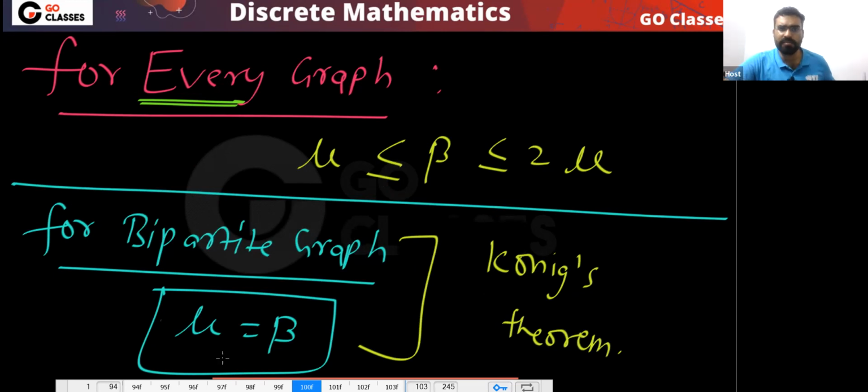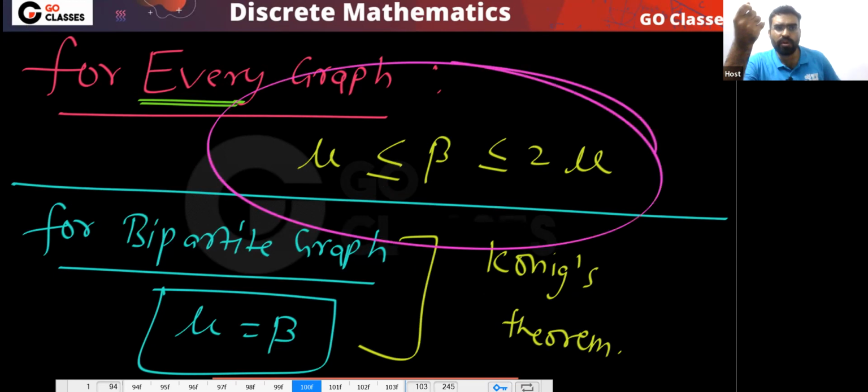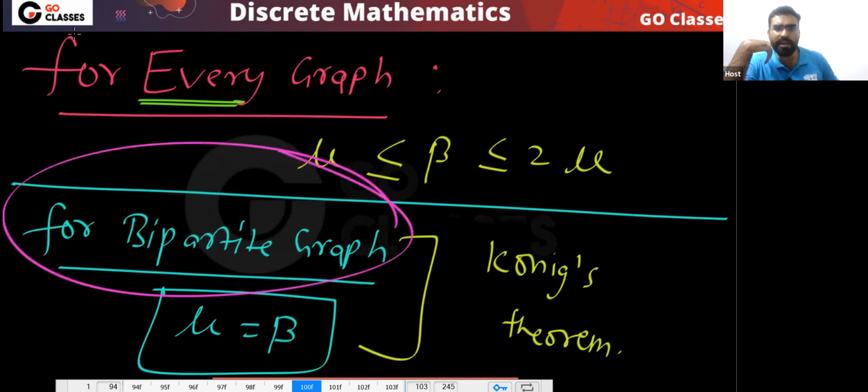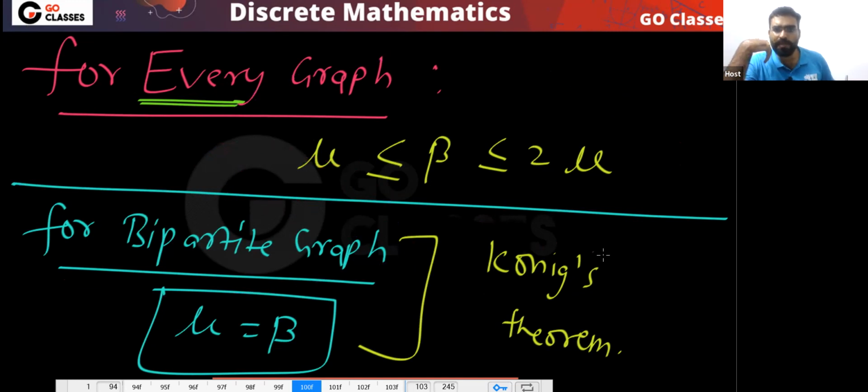Is the statement clear? This we have already seen for every graph: the matching number mu will be less than or equal to beta, and beta will be less than or equal to 2 mu. For bipartite graph, what will happen? For bipartite graph, they will be the same.